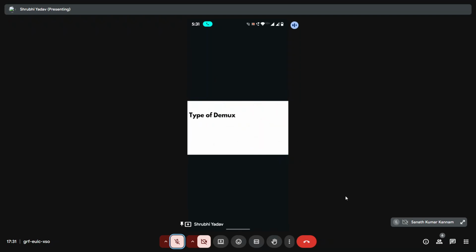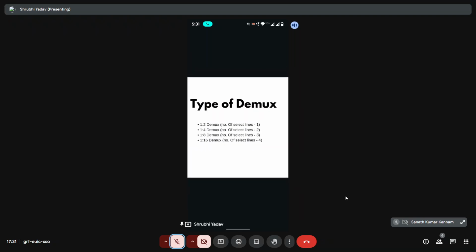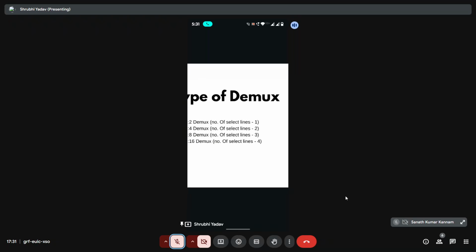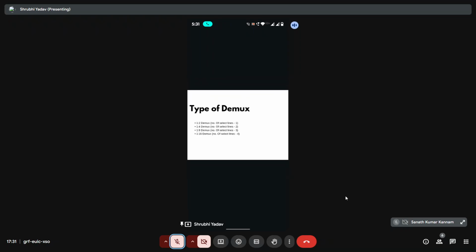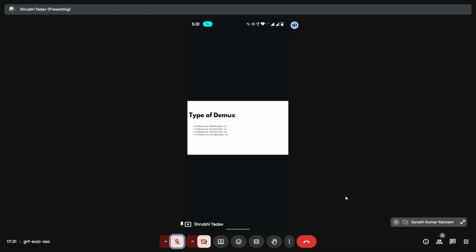Moving further, the types of DMUX. So DMUX has 4 types: 1 is to 2, 1 is to 4, 1 is to 8, and 1 is to 16. As we have seen, the select line will be n. So when 1 is to 2 DMUX is selected, the select line will be 1. When 1 is to 4 is selected, the select line will be 2. When 1 is to 8 DMUX is selected, the select line will be 3. And when 1 is to 16 is selected, the select line will be 4.